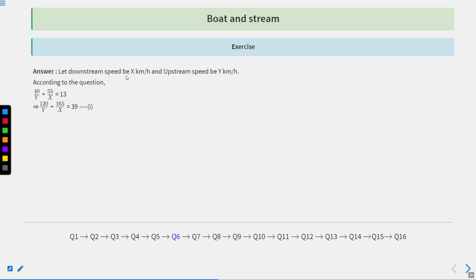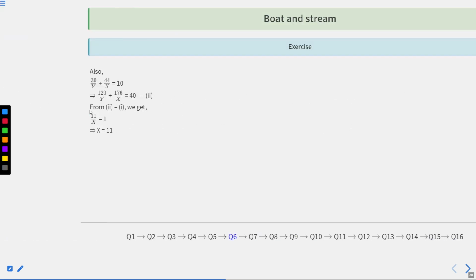So let downstream speed be x kilometers per hour and upstream speed be y kilometers per hour. According to the question, speed equals distance upon time. So 40 upon y plus 55 upon x equal to 13, and this implies that 120 upon y plus 165 upon x equal to 39. We name this as equation number 1.